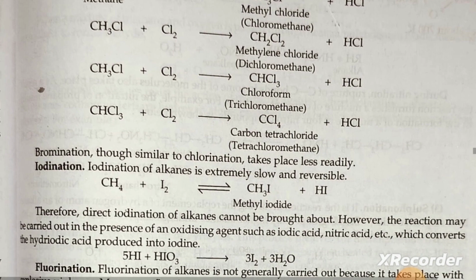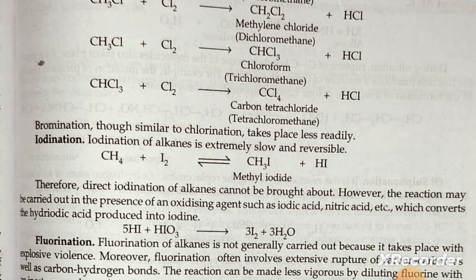Iodination. Iodination of alkanes is extremely slow and reversible. CH4 plus I2 is in equilibrium with CH3I, methyl iodide, plus HI. Therefore, direct iodination of alkanes cannot be brought about. However, the reaction may be carried out in the presence of oxidizing agents such as iodic acid, nitric acid, etc., which convert the hydrogen iodide product into iodine. 5HI plus HIO3 gives 3I2 plus 3H2O.